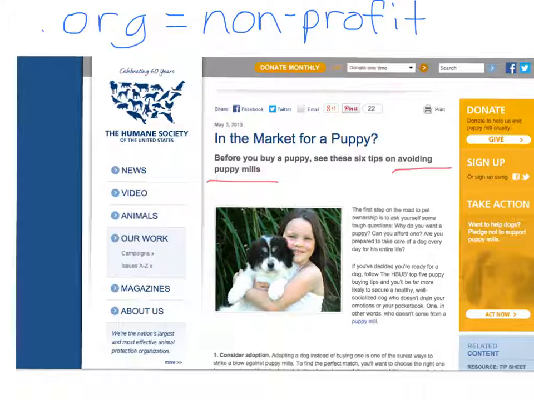So .org, as I've pointed out up here, means that it's a not-for-profit organization. And just because it doesn't make a profit doesn't mean it doesn't also have an agenda. And when we say somebody has an agenda, it means that there is something they want to get out of it.